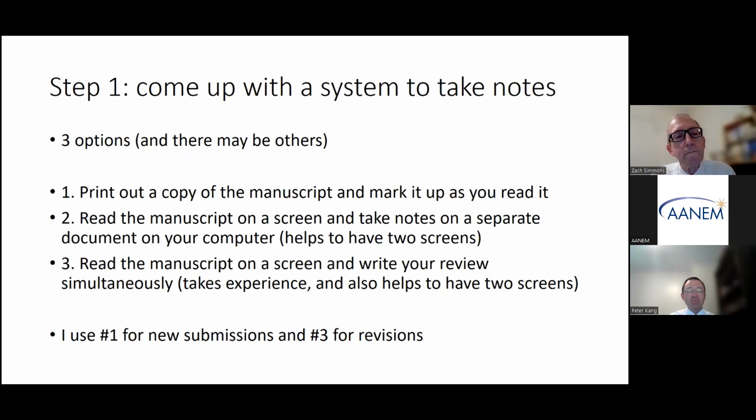One is print out a copy of the manuscript and mark it up as you read it. 2 is read the manuscript on a screen and take notes on a separate document on your computer. And for doing this, it helps to have 2 screens. And then number 3, if you really want to go through it quickly, you can read the manuscript on a screen and then write your review simultaneously. This does take a little bit of experience, and it also helps to have two screens for this option. I personally tend to use option number 1 for new submissions and option number 3 for revisions, but everybody's a little bit different, and I've seen different styles in terms of reviews.